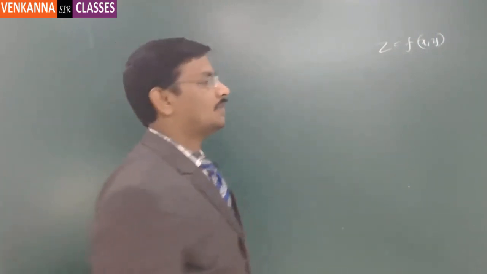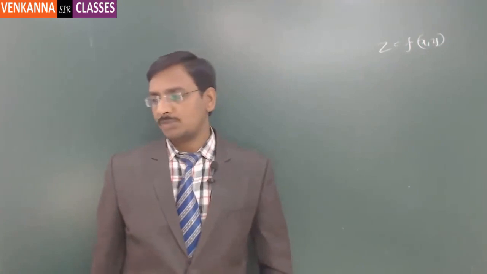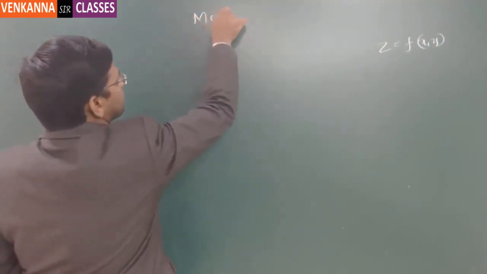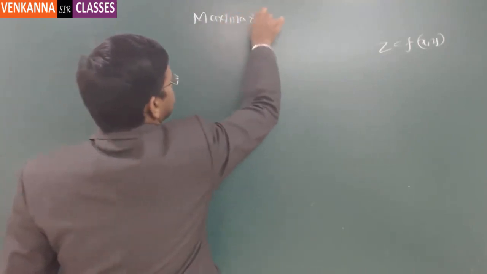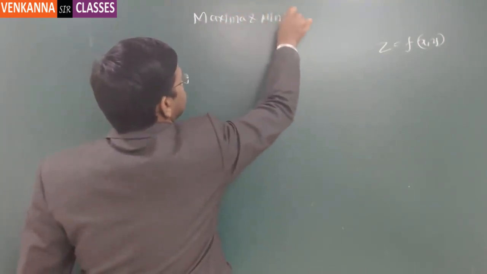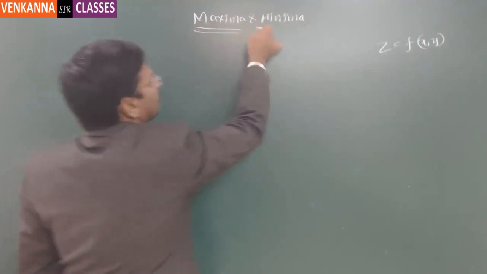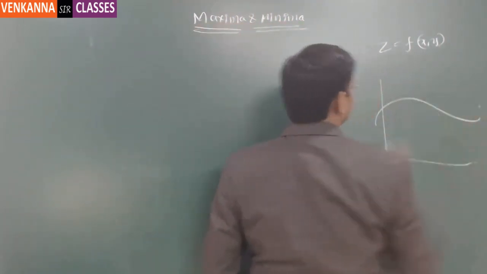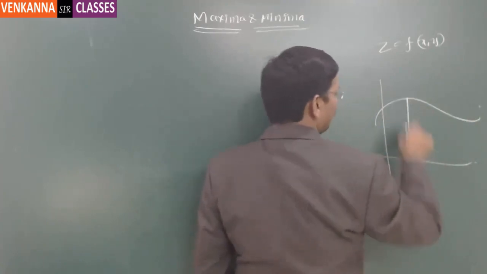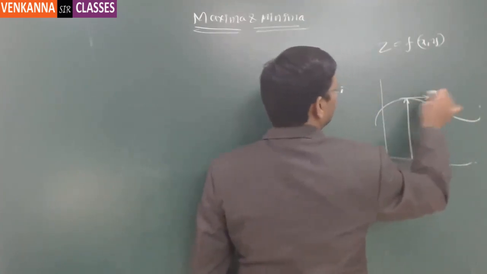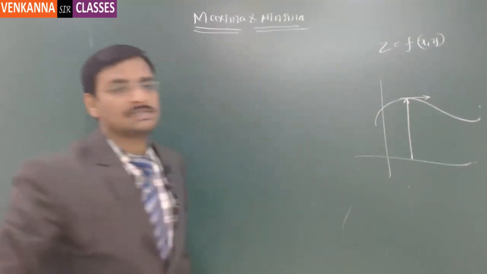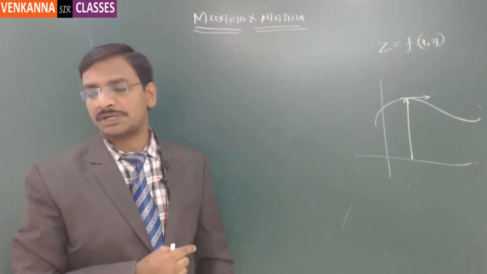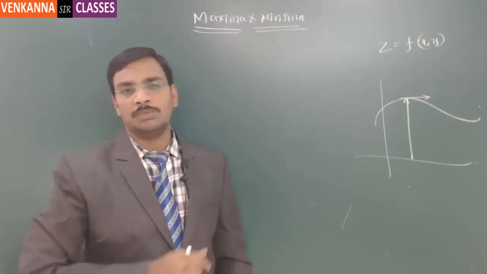Now, finding the maximum value in the case of two variables. First of all, we need to define what the maximum value is. In the case of a normal two-dimensional function, this is where you find the slope coming out to be 0. Then we say that the function has a stationary point there, and the value of the function may be maximum or may be minimum.